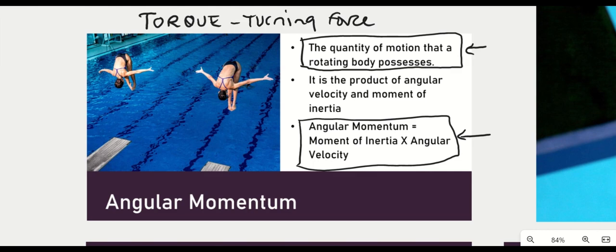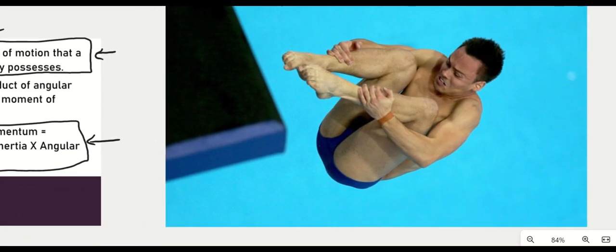You'll notice with a high board diver, they've not got a lot of time in the air before they hit the water, but they do all sorts of things with their bodies, with their arms and legs, to make sure that at some points they spin very quickly, so their angular velocity goes up, and other times they spin much slower in order to get a controlled entry into the water. In a minute, I'm going to explain moment of inertia and angular velocity, and that will make more sense to you. Let's have a look at Tom Daly here.